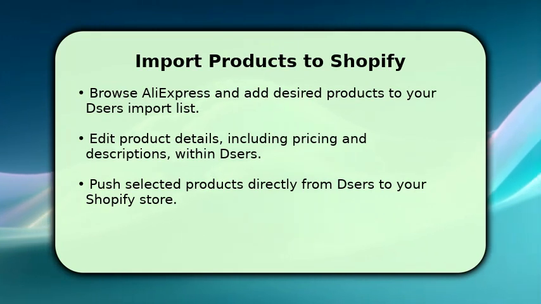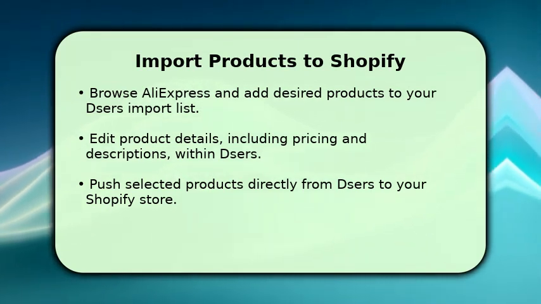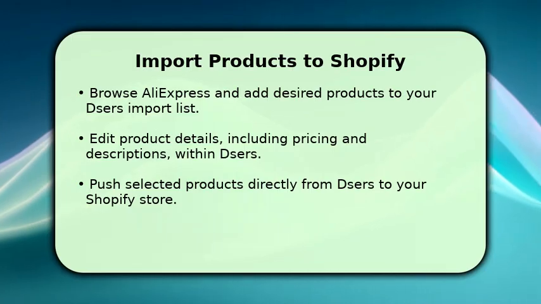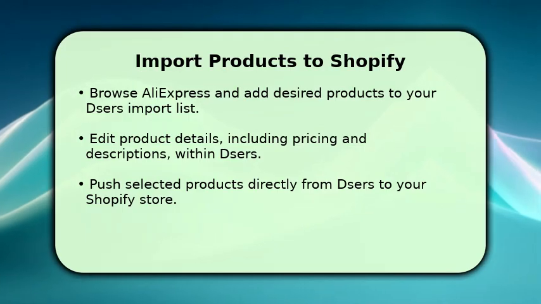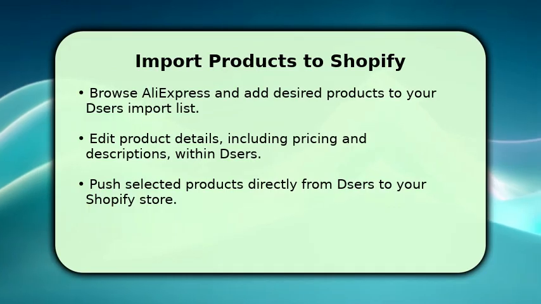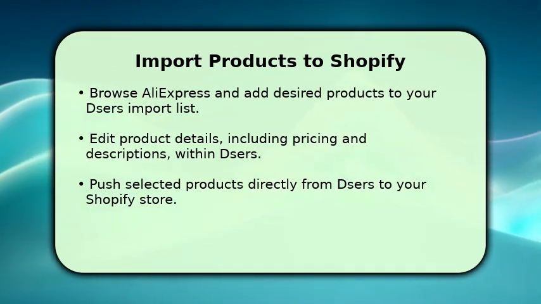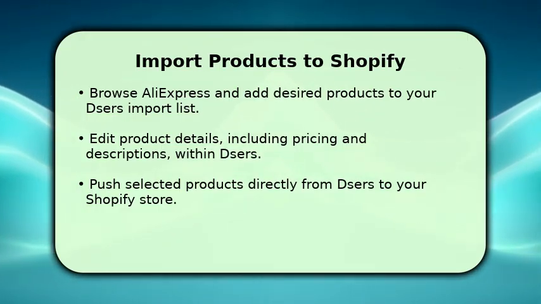Browse Aliexpress for items you wish to sell and add them to your Dsers import list with just one click. Within Dsers, you can easily edit product details, such as descriptions, images, and pricing, to match your brand. Once satisfied, push these selected products directly to your Shopify store. This process is quick, often taking less than 1 minute per product.